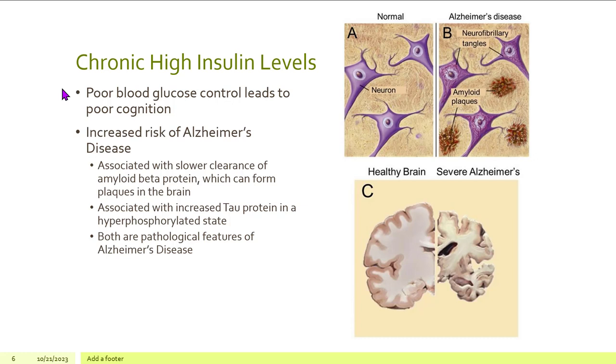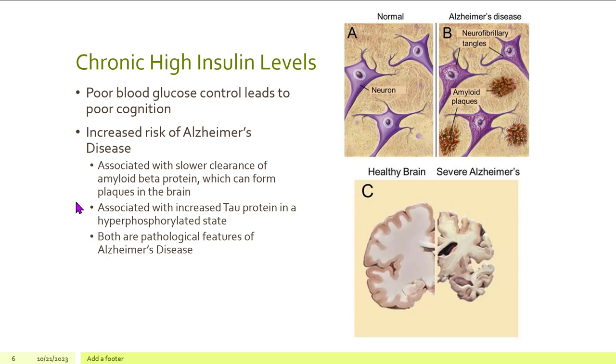But if you have poor control over it, then you can have too much sugar going there. It may be hard to clear from the area, and this can then become problematic. So they've found that people that have chronic high insulin levels due to the increased sugar load inside their blood are at increased risk of developing Alzheimer's disease.